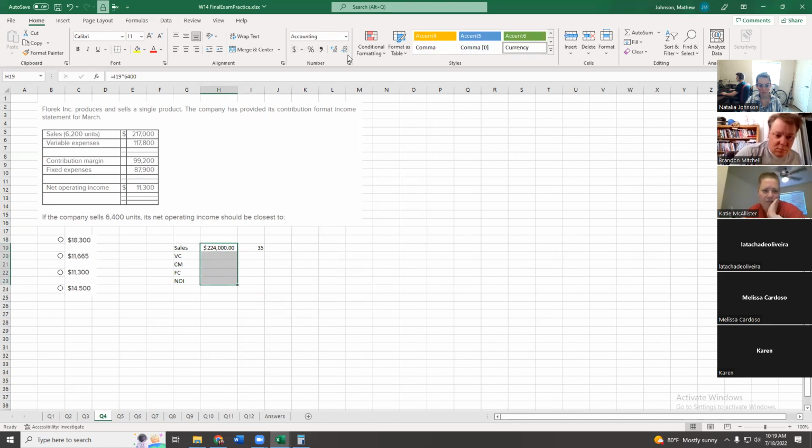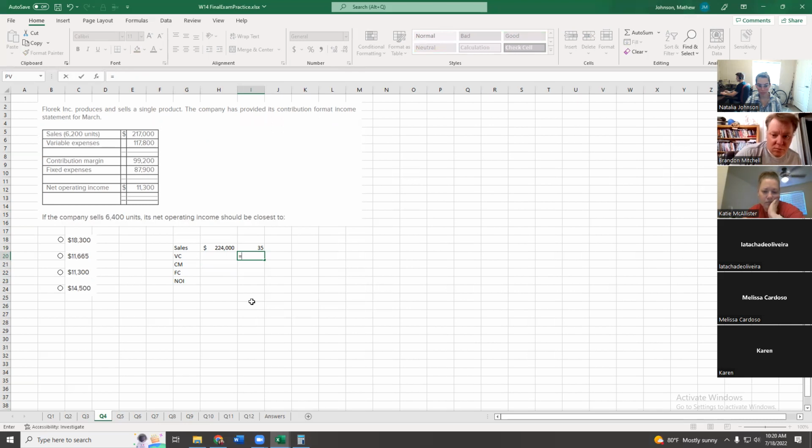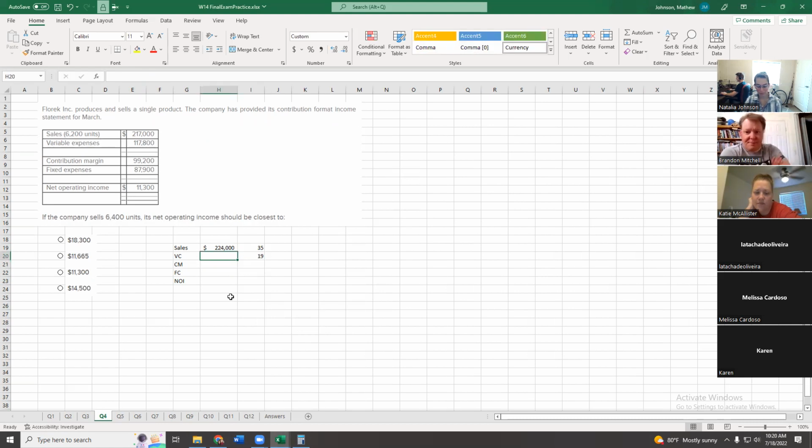Wouldn't you also find the variable expenses by unit as well? Yeah. I'm sorry, I think I missed something. The 35, well, how did you get that? So you do this total 217,000 divided by the units. Okay. And we're gonna do the same thing with variables. So 117,800 divided by 6,200 units, 19. Now we multiply $19 per unit times the new unit, 6,400.